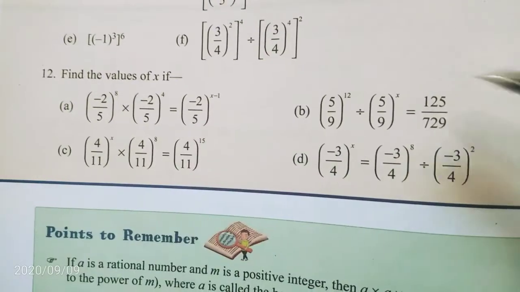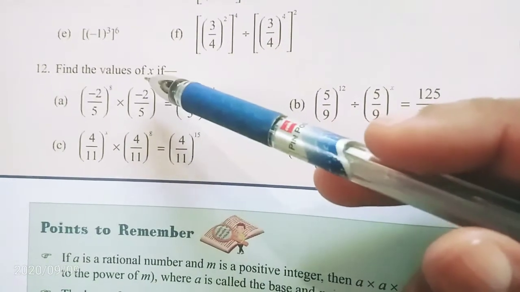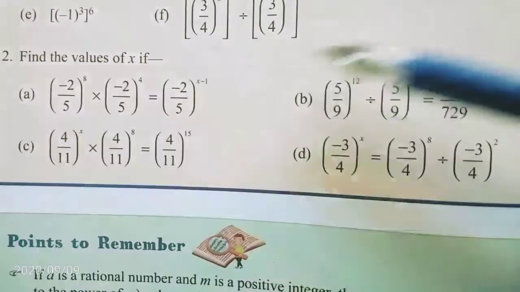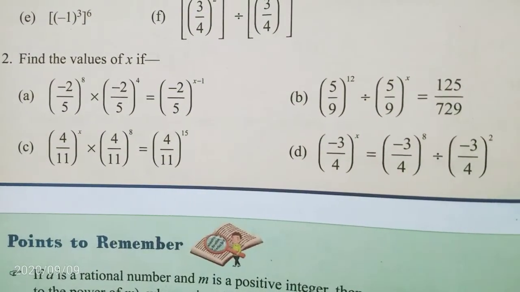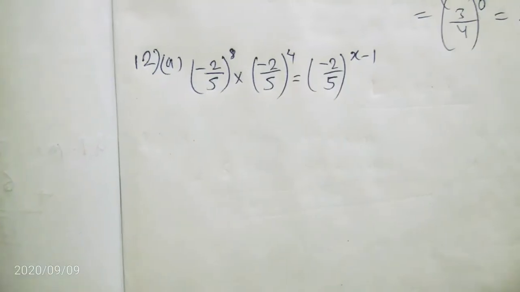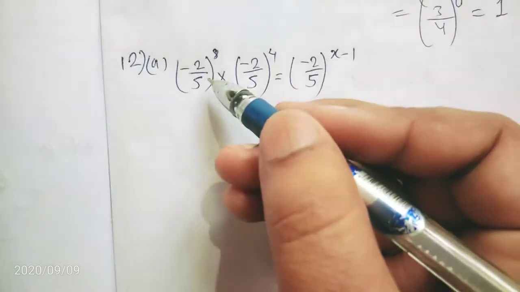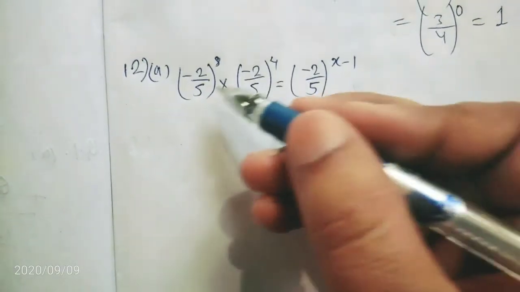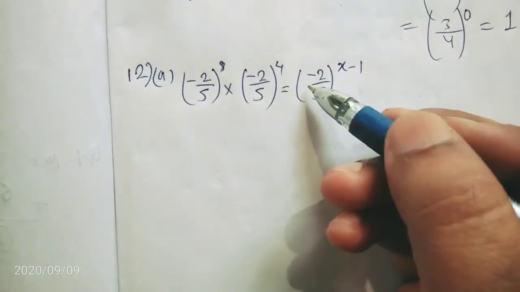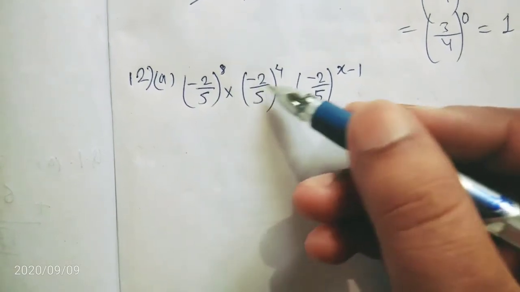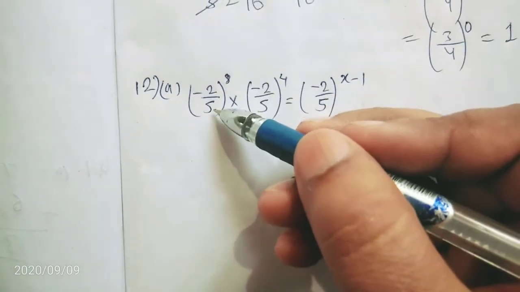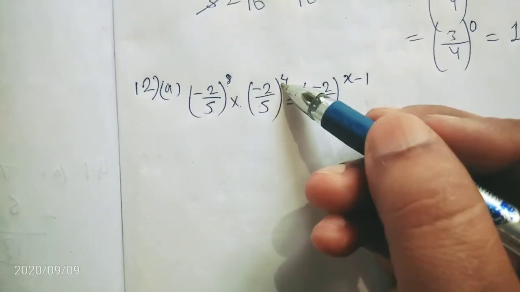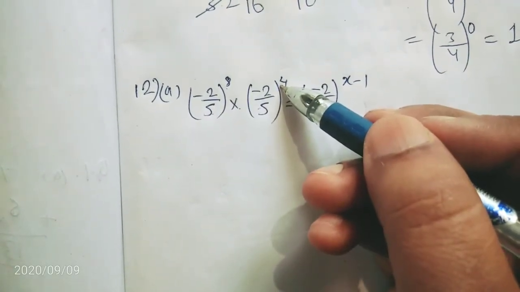Now question number 12. Here you have to find the values of x. See, here in the power x is given, here also power x is given, so you have to find the value of x. So this is 12 number A: minus 2 by 5, here also minus 2 by 5, here also minus 2 by 5. Here you can see the bases are the same. So we got the idea that the bases are the same, and when they are in multiplied form, the powers will be added. You know this formula, this law of exponents.